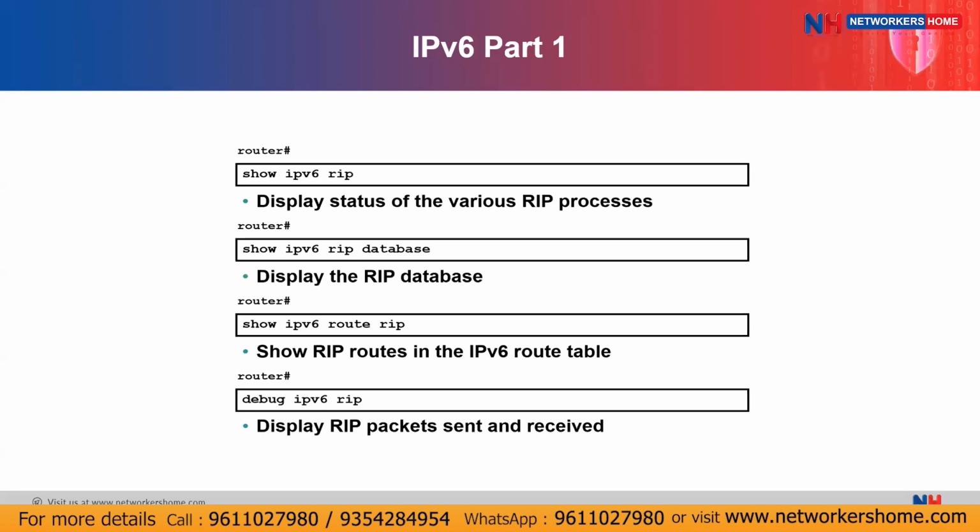So show IPv6 rip displays the status of the various RIP processes. Show IPv6 rip database provides all the topology information. Show IPv6 route rip will provide routing information, the best path information. And if we want to check what multicast addresses it has joined, what all parameters it is going to follow, then all the packets received and information will be shown using the command debug IP version 6 rip.